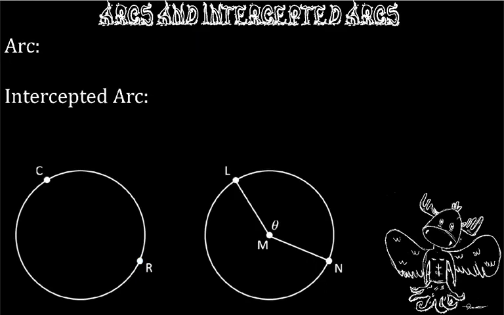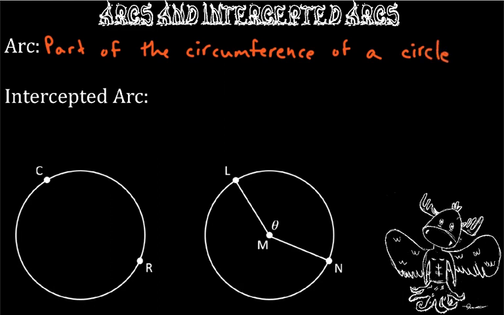All right, now on to arcs and intercepted arcs. An arc is part of the circumference of a circle. Since the circumference is the entire way around the circle, an arc is just part of that. There's one arc we can call arc CR. And notice that if we are thinking about this other side of the arc over here, would we call that arc CR as well? Well, that would be confusing, and we'll talk about that in just a little bit.